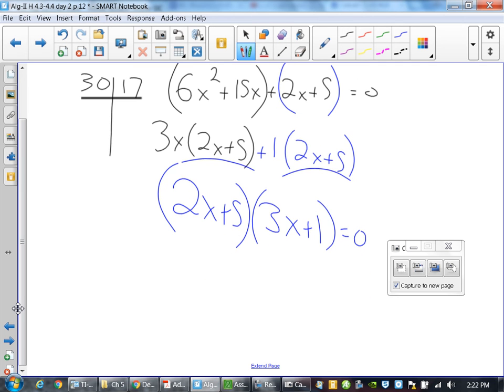What are the factors of? What then would be your answer if it was solve for your zeros? What would it be? Negative 1/3, negative 2.5. Oh yeah, 2.5, or you can say negative 5 halves. That's all it is. You're done. That's it.